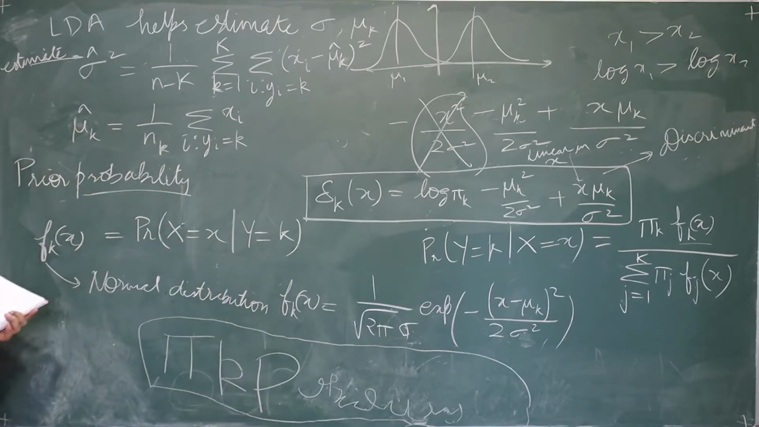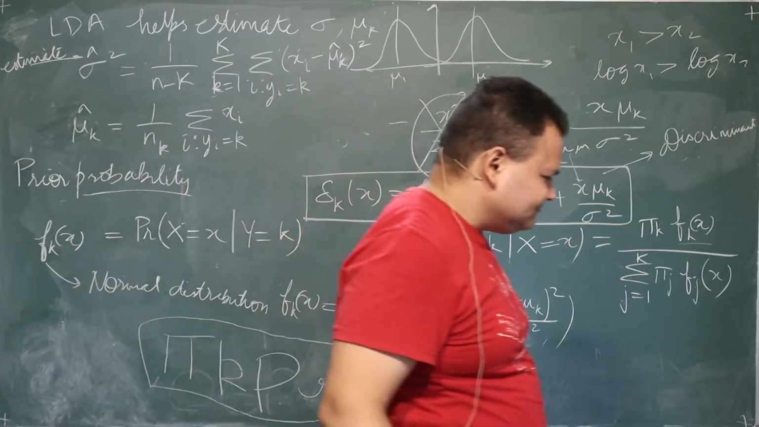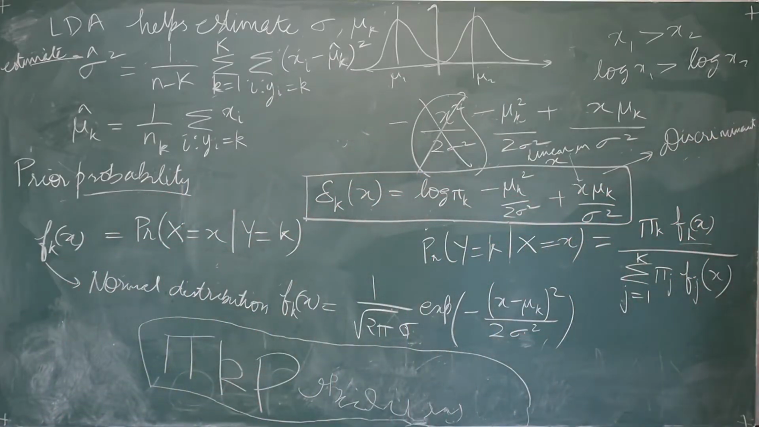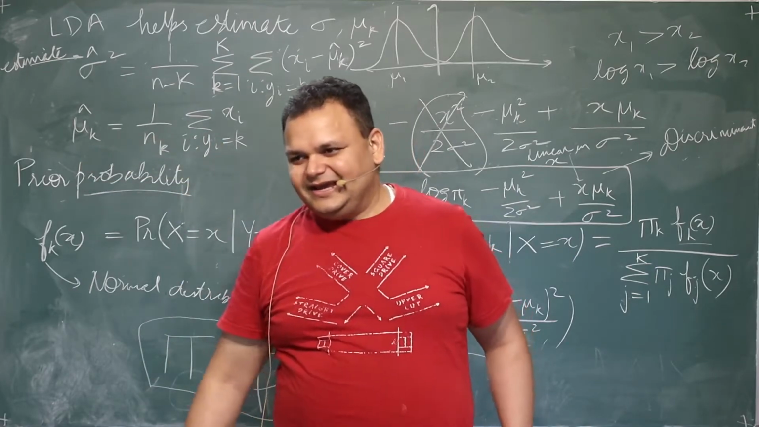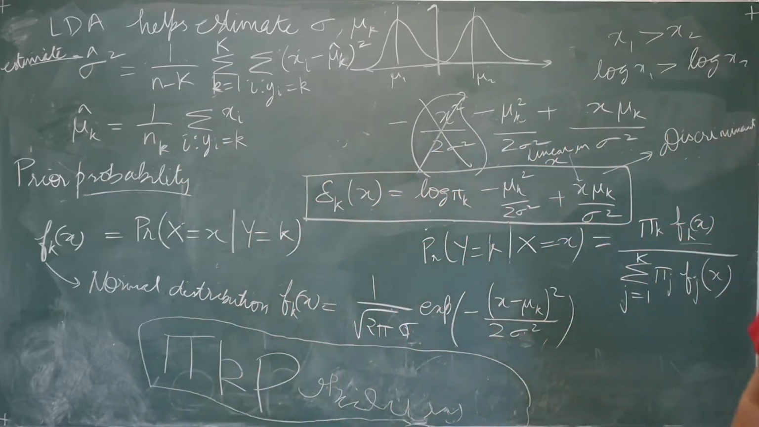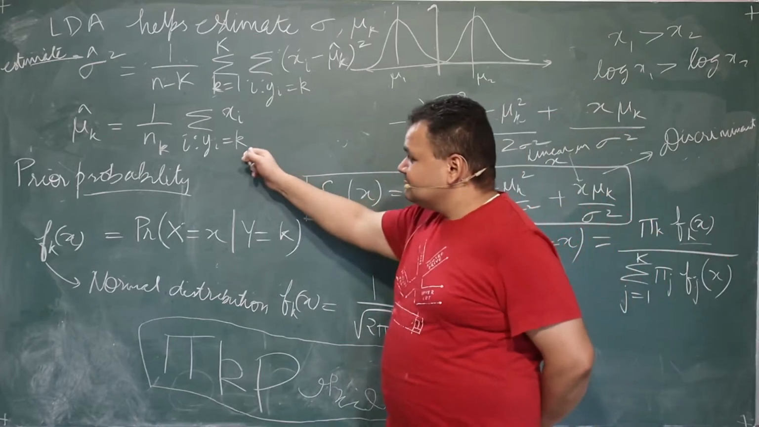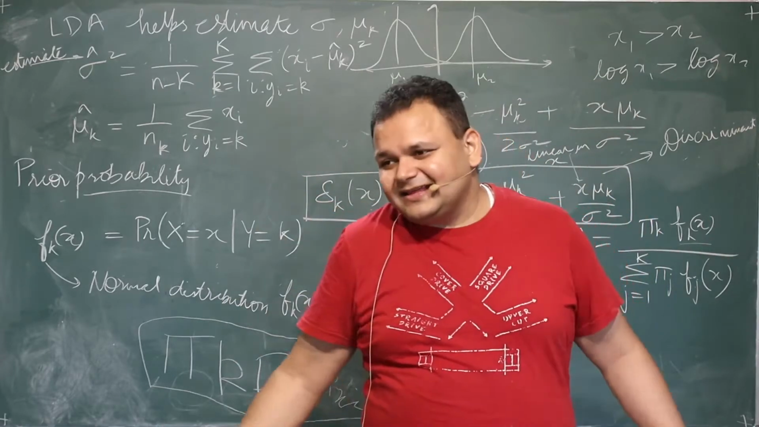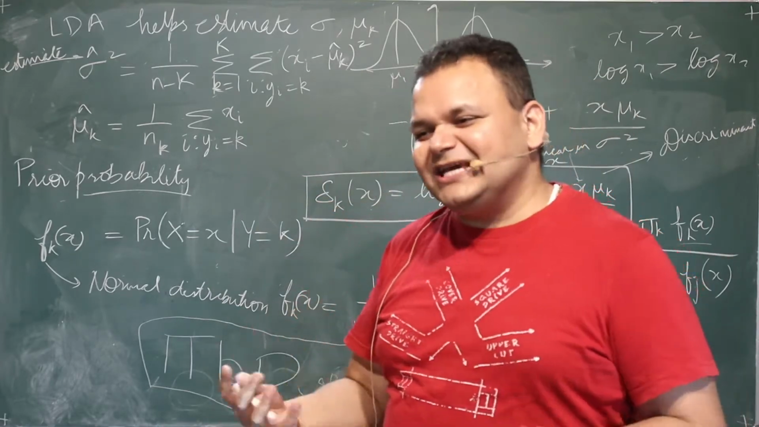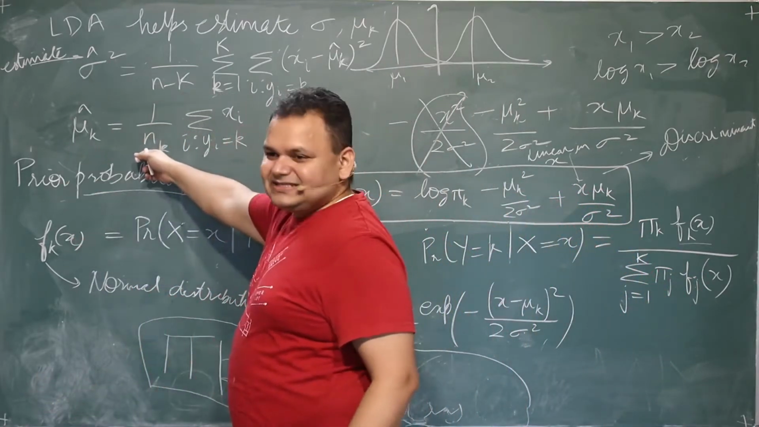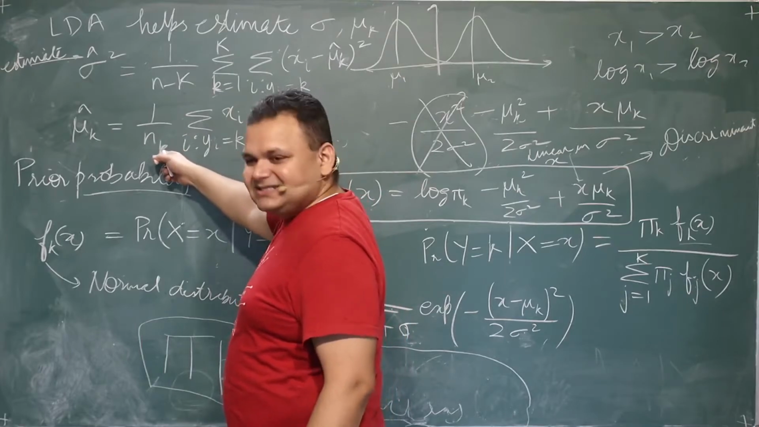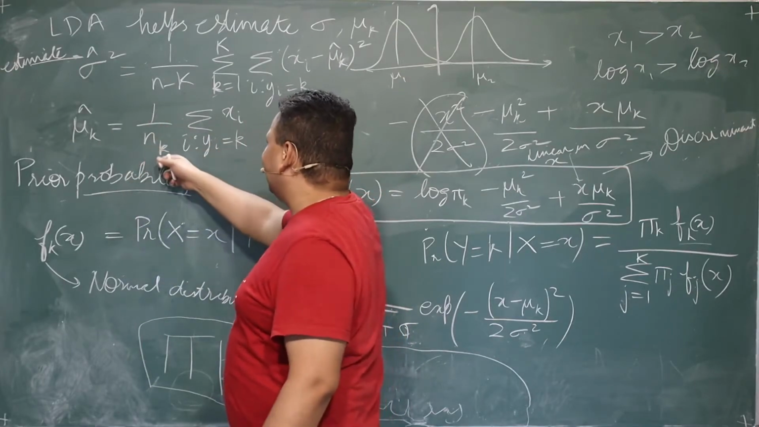Can you see what this is? What mu k hat is? I know sigma is a little more involved, but let us look at mu k hat. Can you visualize what that is? The average in that kth class. The average of the inputs in the kth class is your mu k. So nk is the number of points in the kth class, the number of observations in the kth class.